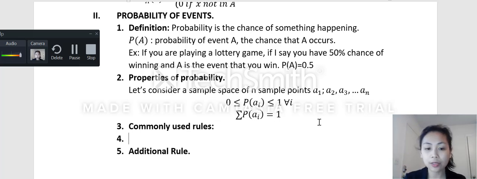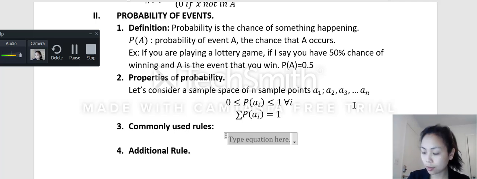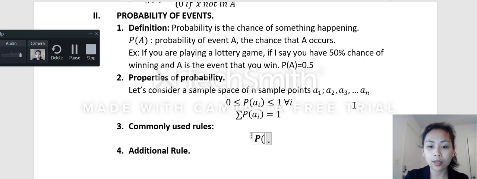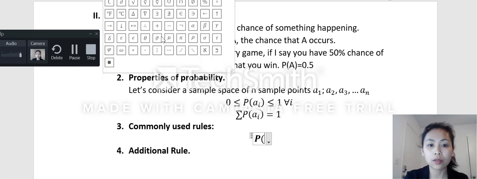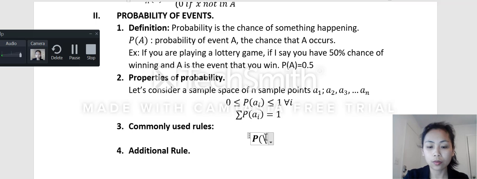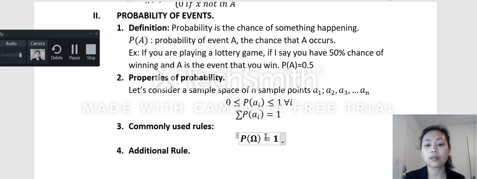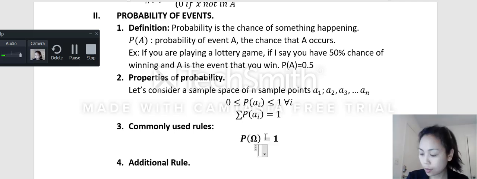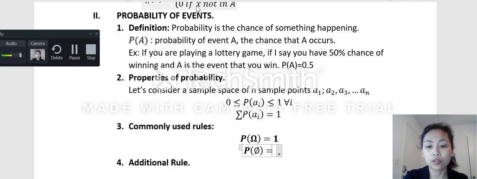And in probability, we have some commonly used rules. The first rule is probability of sample space is 1. By the way, I want you to learn one more notation. Omega here represents the sample space. And we have probability of an empty set. An empty set is 0.